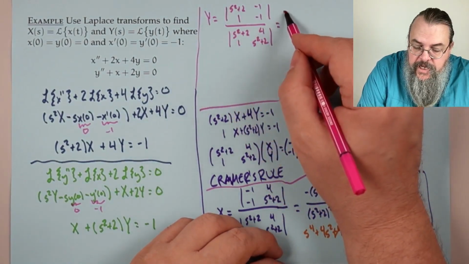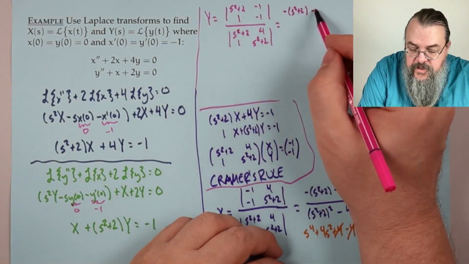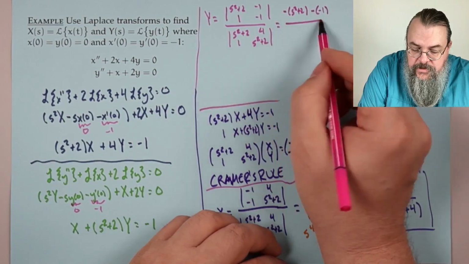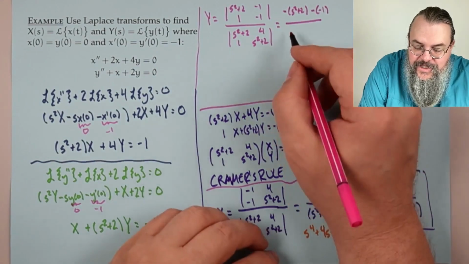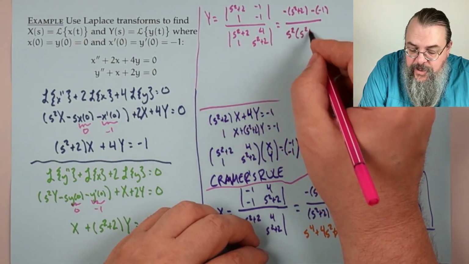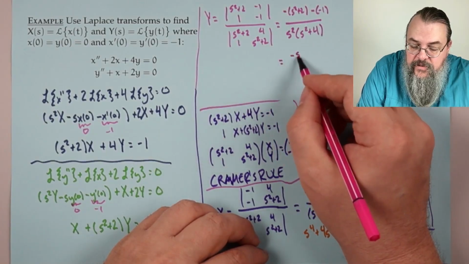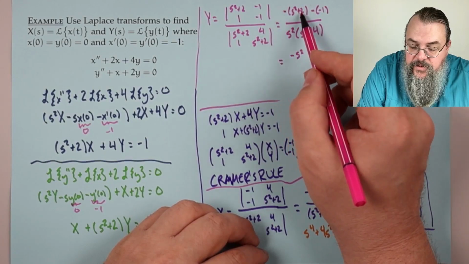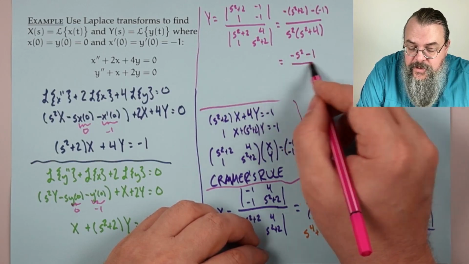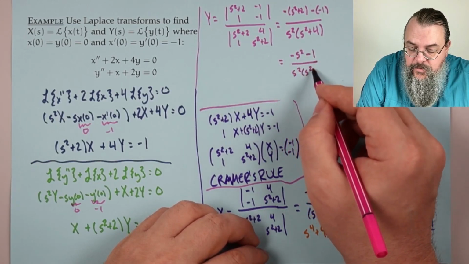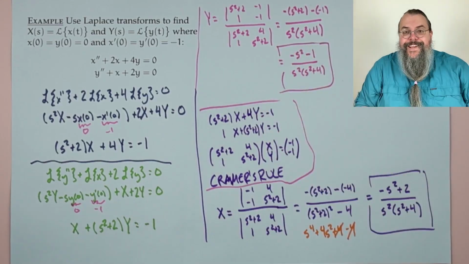Now, we will have minus s squared plus 2, and then we're going to subtract minus 1. And downstairs, we don't have to repeat the work. It's the same expression. So it's still s squared times s squared plus 4. And if we clean this up, we'll have a minus s squared. Here we'll have minus 2 plus 1. Minus 2 plus 1 makes minus 1 over s squared times s squared plus 4. And there's our y. There we go.